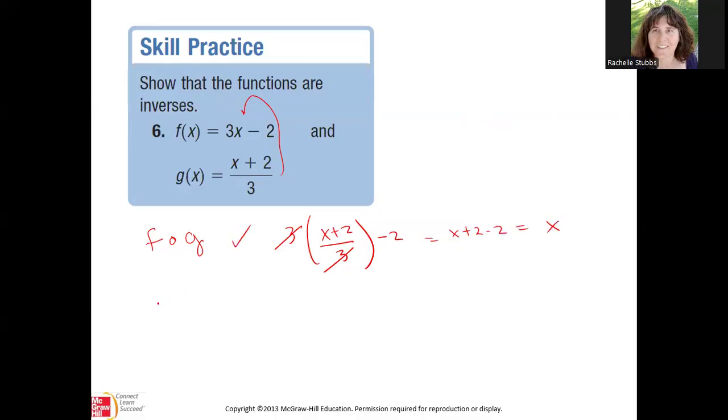So that checks. Now we've got to check, does g composite f work? And so I put 3x minus 2, plus 2, all over 3, sorry, that's a 3. All over 3. These two cancel each other out. And then 3 divided by 3 is a 1. That also makes it x, so check. So these are inverses.